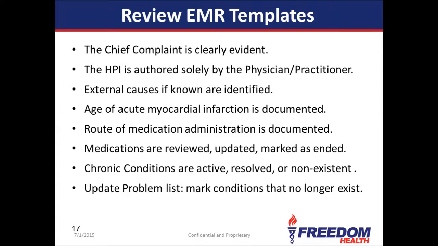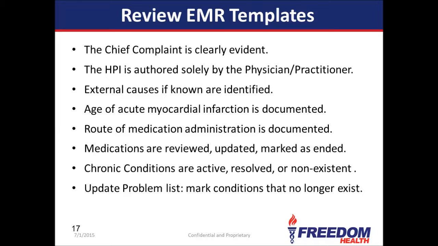Slide 17 is a review of your EMR templates. And first and foremost, you want to make sure that your templates have the types of things that might be missing, that the types of things that ICD-10 is looking for. So if there's no laterality on your template, right away you know to fix it. If there's no specificity into locations or diseases, you know that has to be corrected. Clearly you want the chief complaint evident. Please remember to make sure that the history of present illness is authored by the physician or the clinician only. You want to make sure there's a place for external causes.